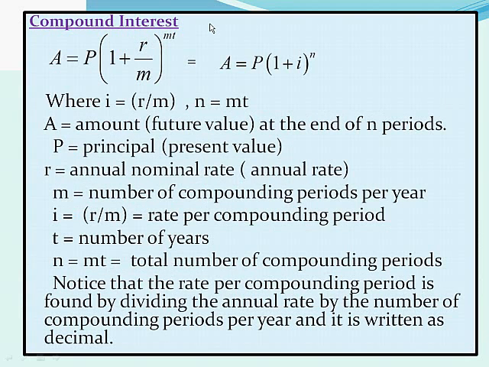Compound interest. This is the formula for calculating the compound interest. A is the amount at the end of n periods. I is the interest rate per period. You calculate it as R over M, where M is the number of compounding periods per year. T is the number of years, so we can calculate N, the number of compounding periods, as M multiplied with T. Notice that the rate per compounding period is found by dividing the annual rate by the number of compounding periods per year, and it is written as a decimal.